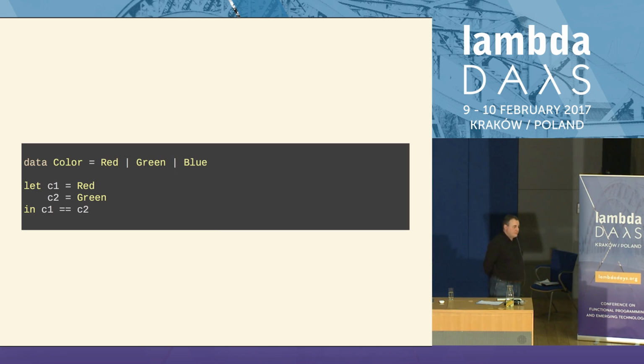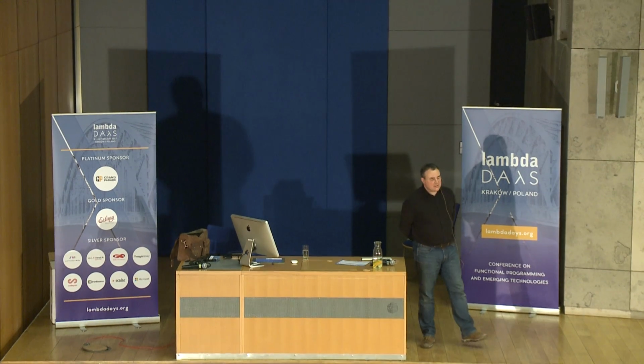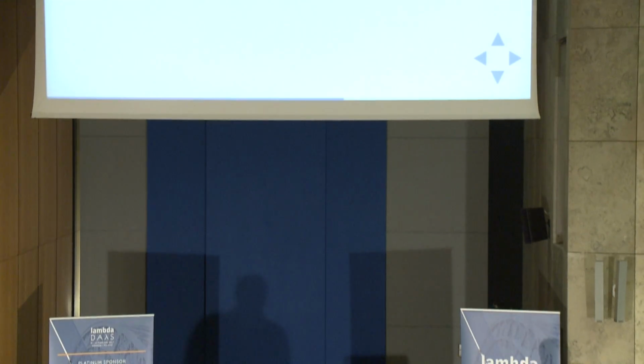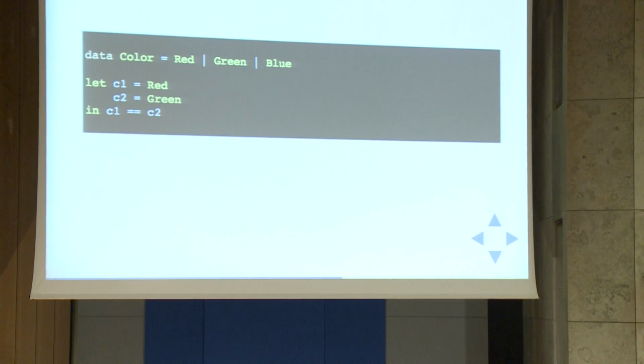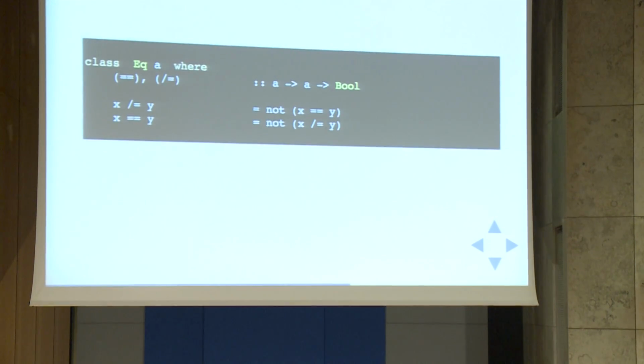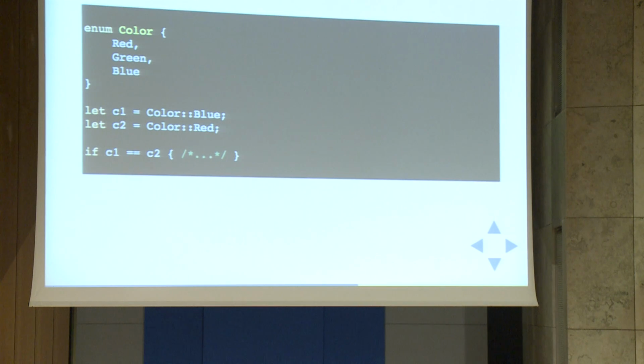This is Haskell. Of course, you have some color, which can take one of 3 values, you create some bindings for them, and you try to compare if those colors are the same. To have it work, you need to have your type implement the Eq type class, which defines 2 operators, equals and not equals, and provides default implementations for those. So when you implement them, you can provide any for it to work. And this is pretty much how it works in Rust.